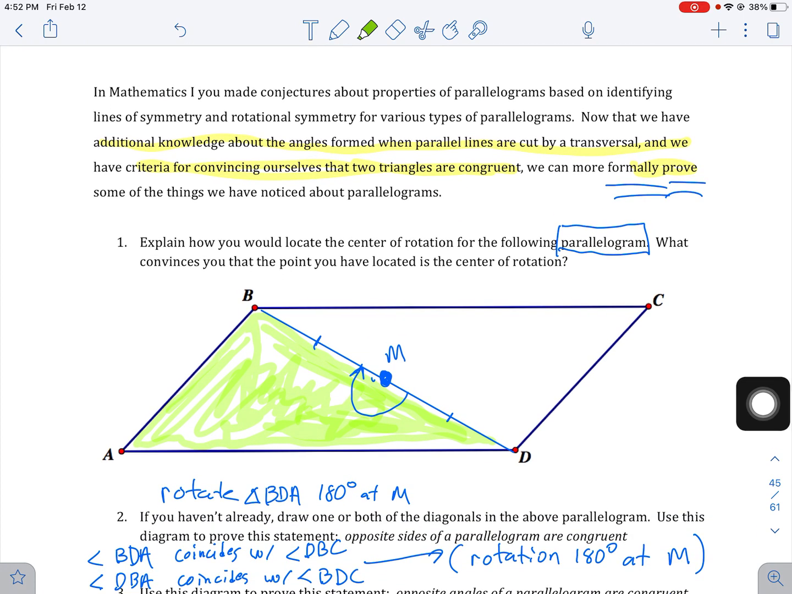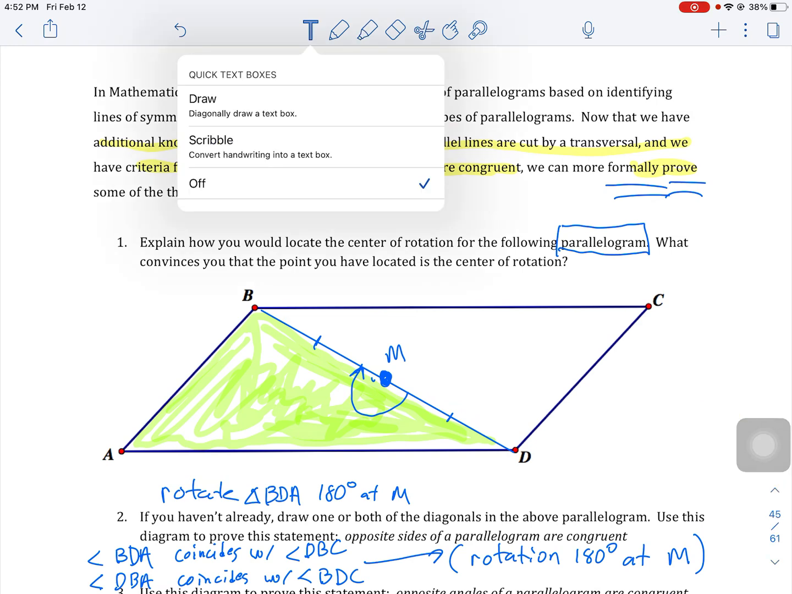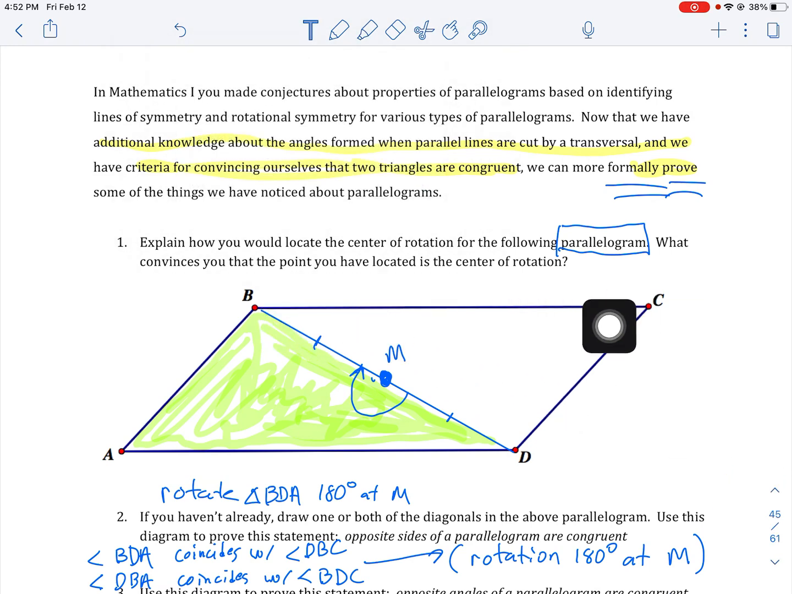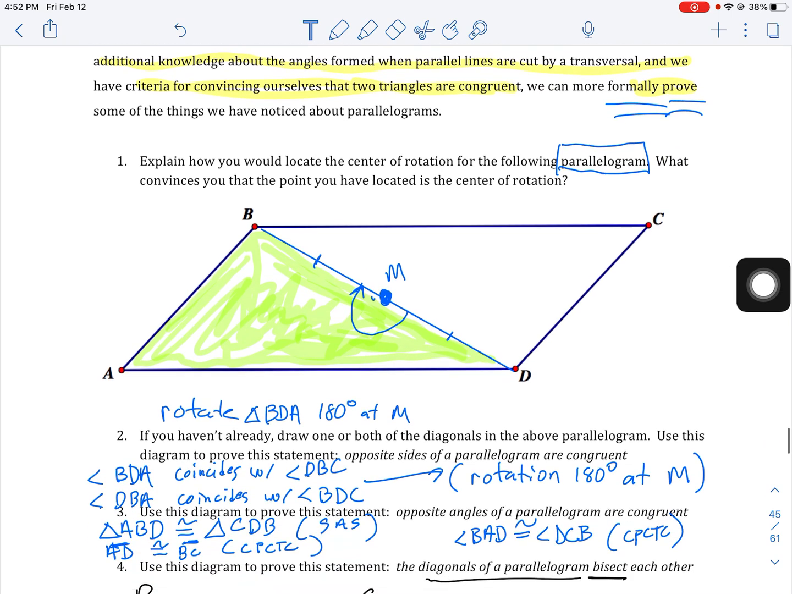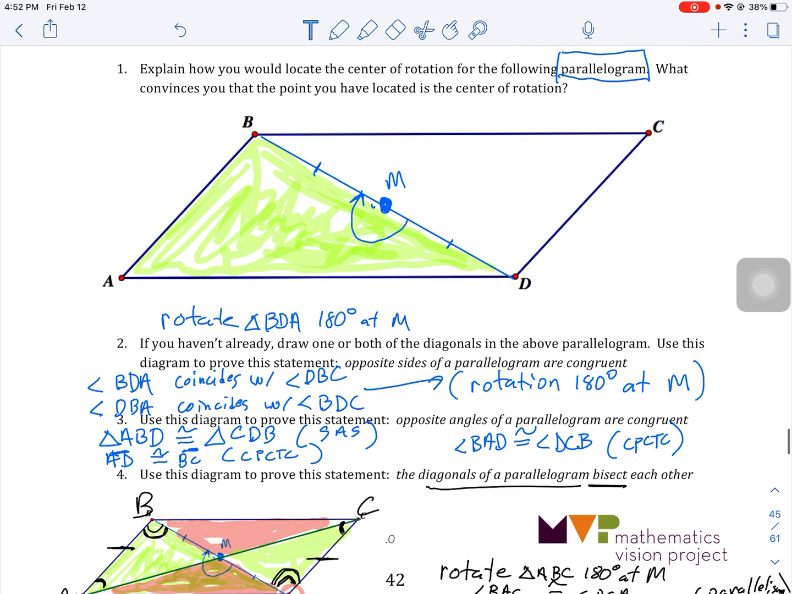So given that you have a parallelogram ABCD, okay, a parallelogram again is opposite sides are parallel, right? And what we want to do is prove the statement that opposite sides are congruent. Okay, so that's saying that this side and this side are congruent, and this side and this side are congruent. We're trying to prove that.